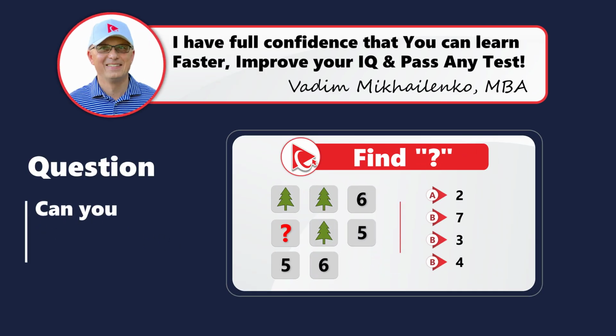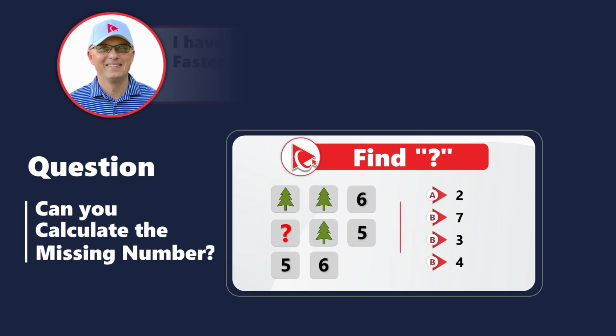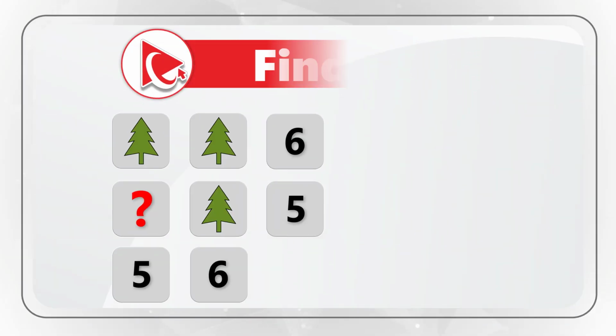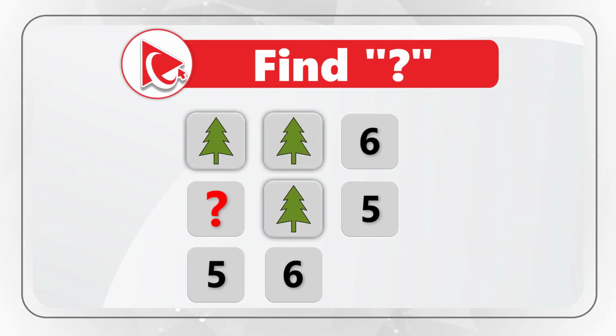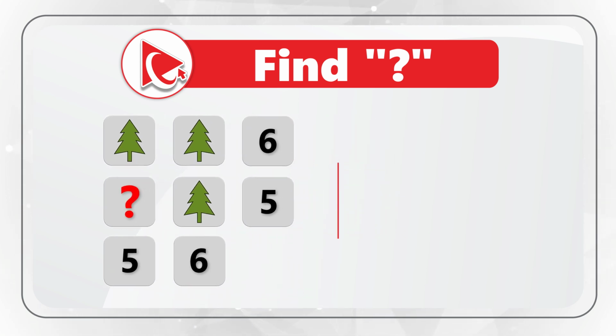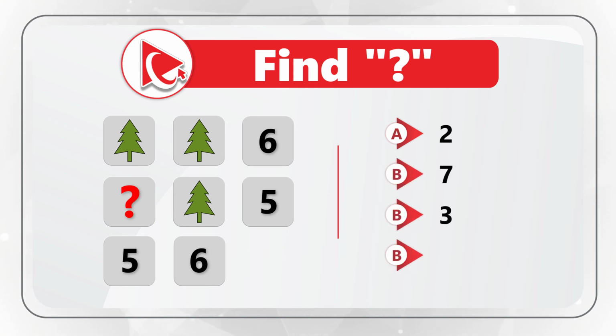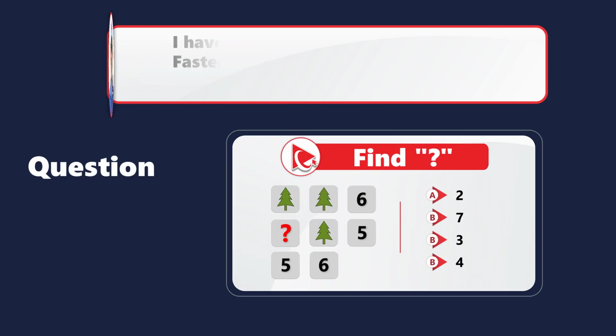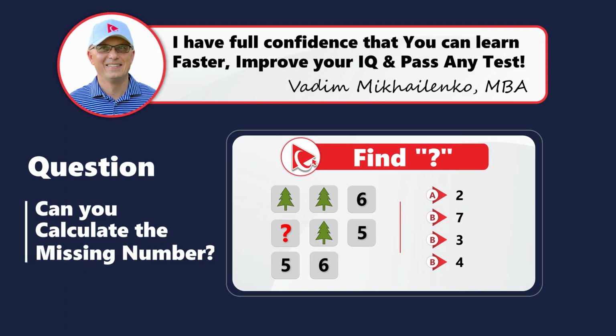Here's a phenomenal question where you need to find the missing number. You're presented with almost 3x3 shape, which contains evergreen trees, numbers, and the question mark. Based on what you see, you need to calculate the missing number, and you have 4 different choices. Choice A, 2, choice B, 7, choice C, 3, and choice D, 4. Take a close look to see if you can come up with the logic and the answer. On my end, I am moving forward to share with you my version of the solution. And obviously, if you have a better way to solve it, please make sure to post in comments.